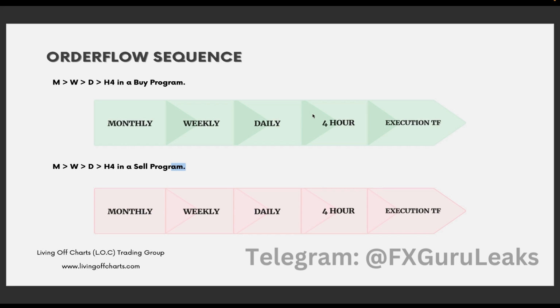To confirm you are on the correct side of institutional bullish order flow. Now, if we are bearish, we're going to have a monthly, weekly, daily, and 4-hour in a reaccumulation phase to confirm we are bearish. Anything below the 4-hour is an execution time frame. You cannot probe order flow on anything lower than a 4-hour. So anything below it is an execution time frame.